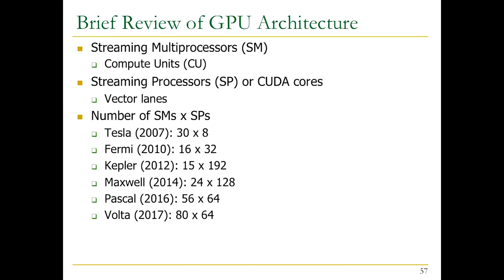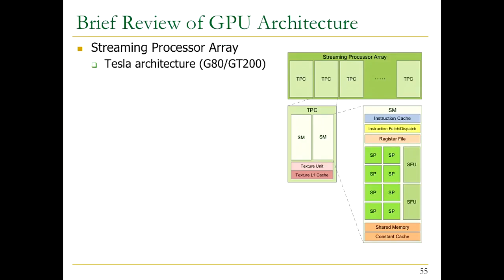By the way, I also want to point out two differences related to the evolution of these SMs. As you see here, in this SM belonging to the G80 or Tesla architecture, you have 8 of these SPs and also 2 SFUs. The SFUs are special function units. They execute some transcendental operations like sine, cosine, and these types of operations.